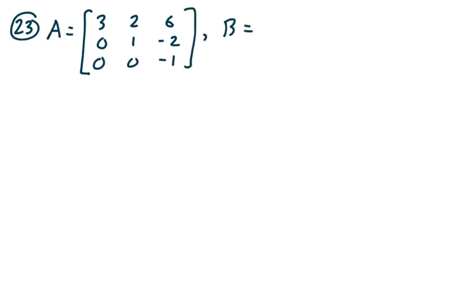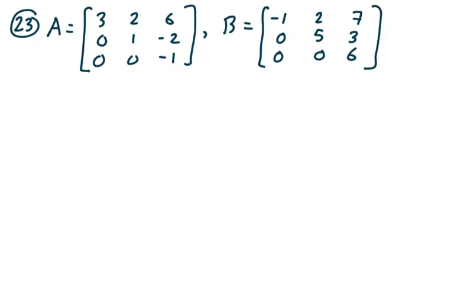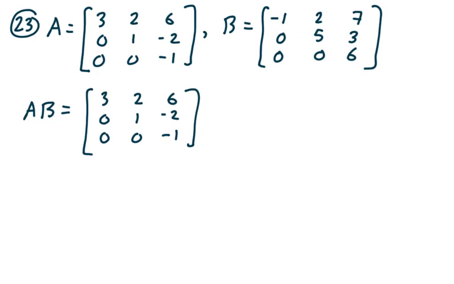And B is the matrix negative 1, 2, 7, 0, 5, 3, 0, 0, 6. And I want to know what AB is. So I'm going to take 3, 2, 6, 0, 1, negative 2, 0, 0, negative 1, and I'm going to multiply it by negative 1, 2, 7, 0, 5, 3, 0, 0, 6.